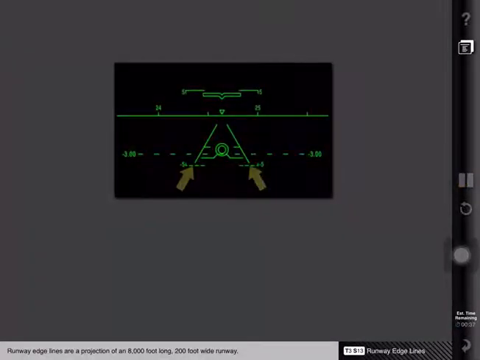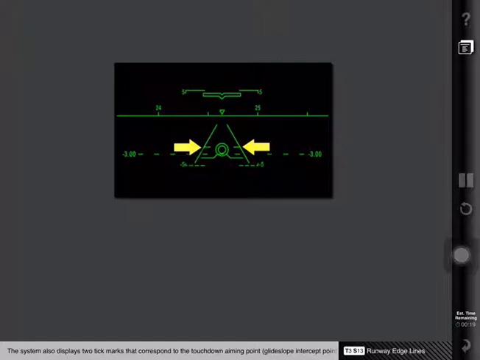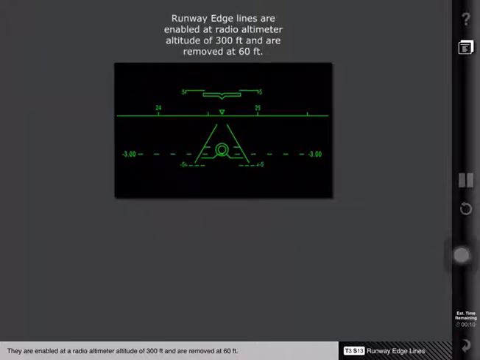Runway edge lines are a projection of an 8,000-foot long, 200-foot wide runway. The runway edge lines symbol is composed of the runway edge lines displaying the calculated position of the runway. The system also displays 2 tick marks that correspond to the touchdown aiming point. The runway edge lines display in the decluttered mode only. They are enabled at a radio altimeter altitude of 300 feet and are removed at 60 feet.